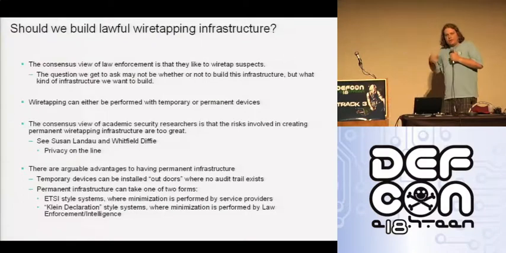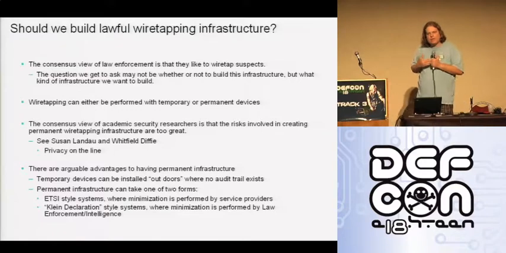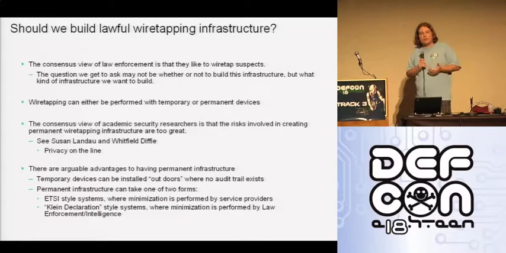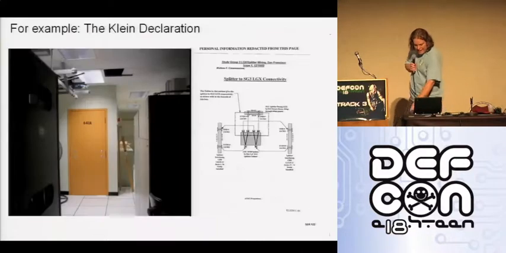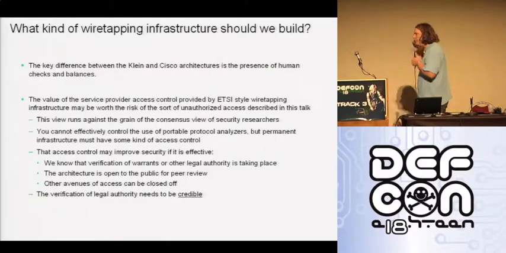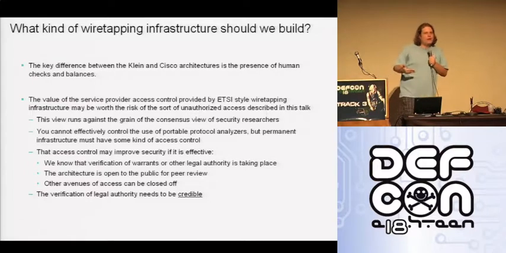So the only way to really have an effective access control system is to have a piece of permanent infrastructure, and you get the access control system because you have to have one if you have permanent infrastructure. And so potentially there's an opportunity, if you build permanent wiretapping infrastructure, to build an access control mechanism for it that actually effectively prevents people from wiretapping if they don't have the right lawful authorization.